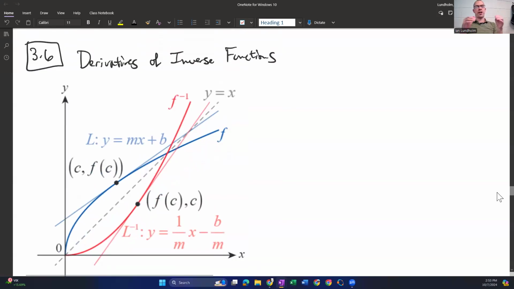In this original picture, we've got f as the blue function and then f inverse as the red one. Remember that inverse functions have this nice symmetry over the line y equals x. And for any point c, f of c on the original function, the point f of c, c is going to be on the inverse function. So you just exchange the roles of x and y. Super cool.